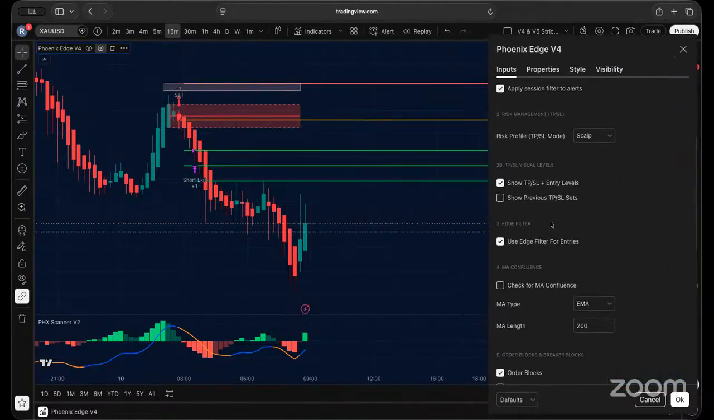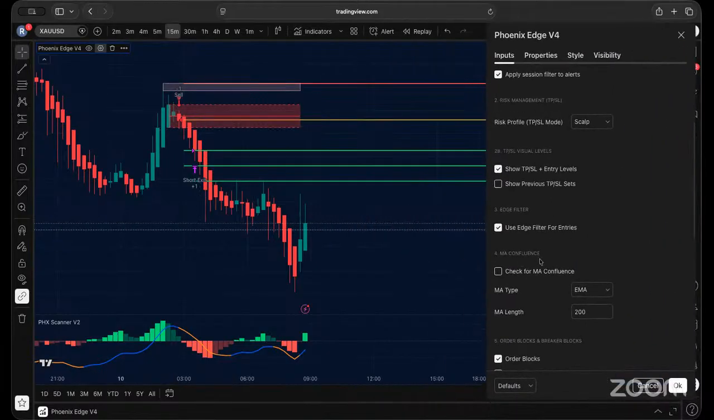My next feature too, again, fan favorite, is the MA Confluence, right? So if you're new to trading or if you just like to trade with the trend, you can check that on. And what that is basically telling Phoenix here is that you only want to see signals when they're trading with the trend, right?